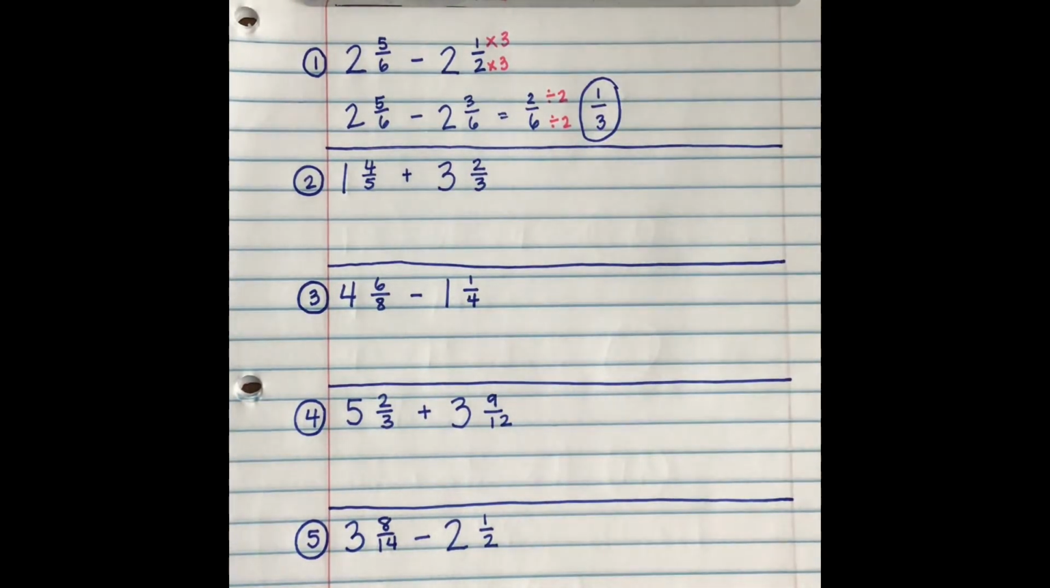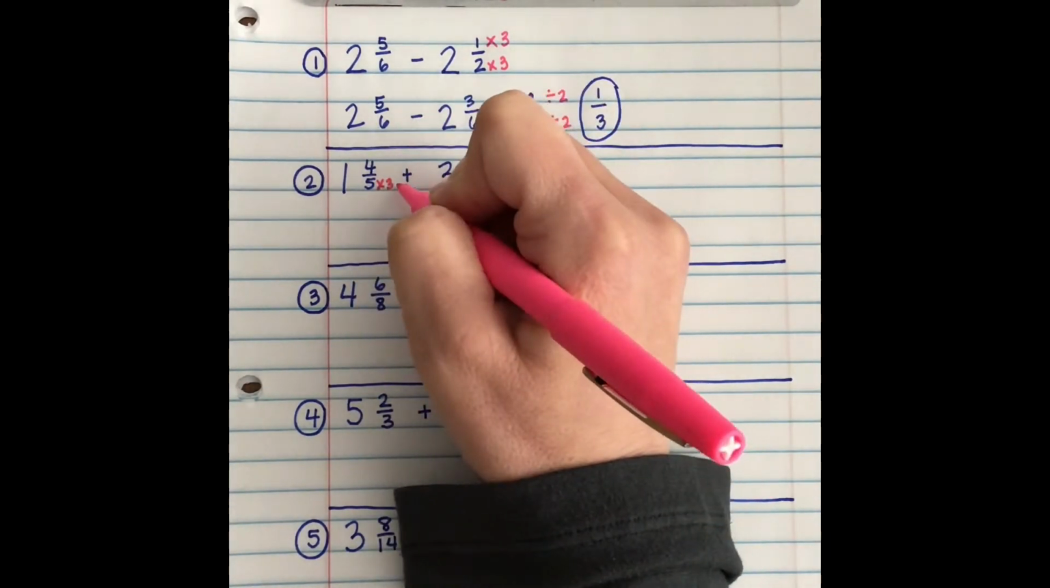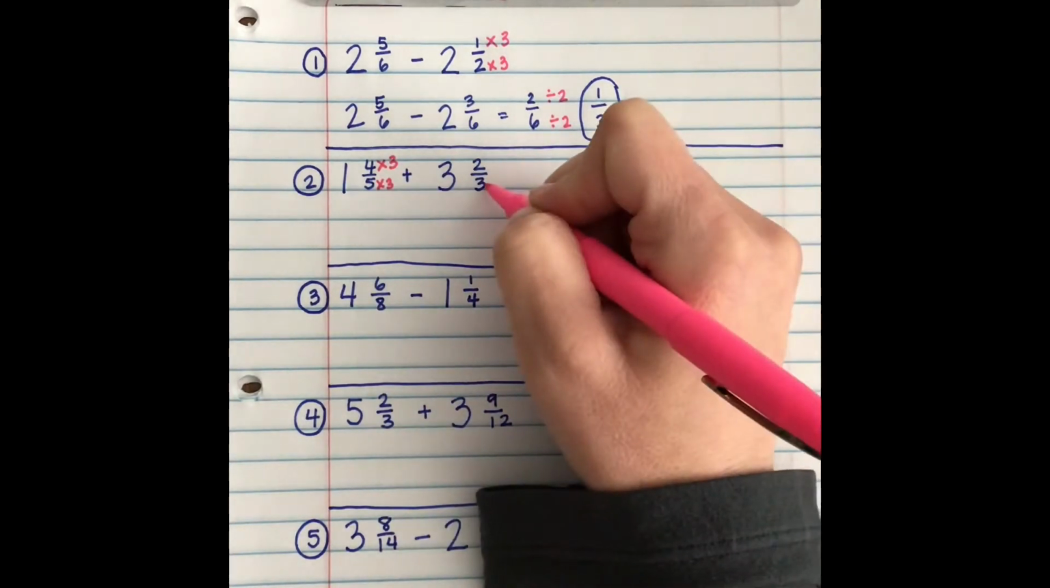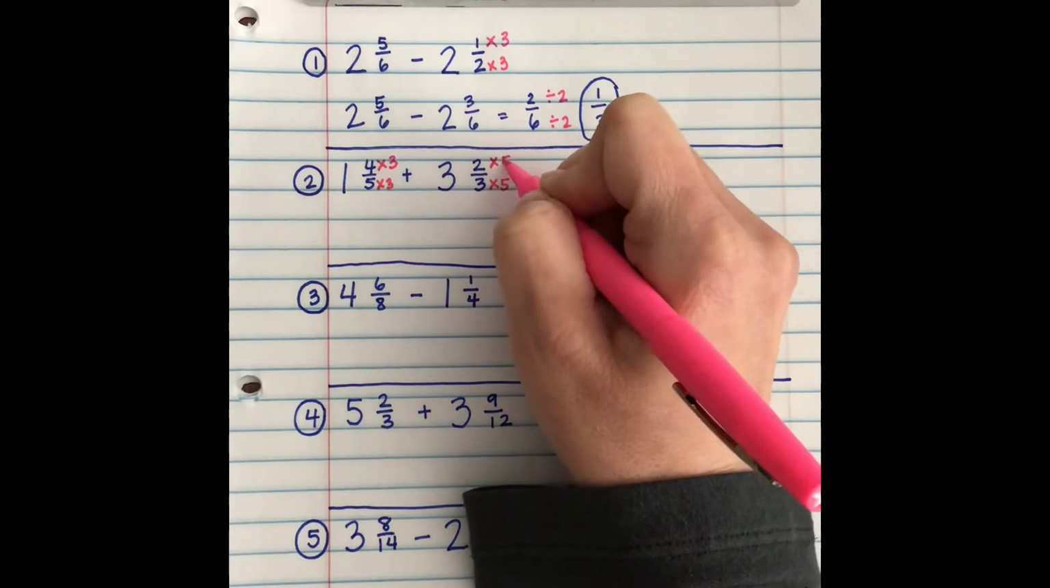Number 2 says 1 4/5 plus 3 2/3. Once again, I have to have a common denominator, and I know 3 and 5 will both turn into 15. I'm going to do that by multiplying by 3 over here. What I do to the denominator, I do to the numerator. Down here, I have to multiply by 5 to turn it into 15.